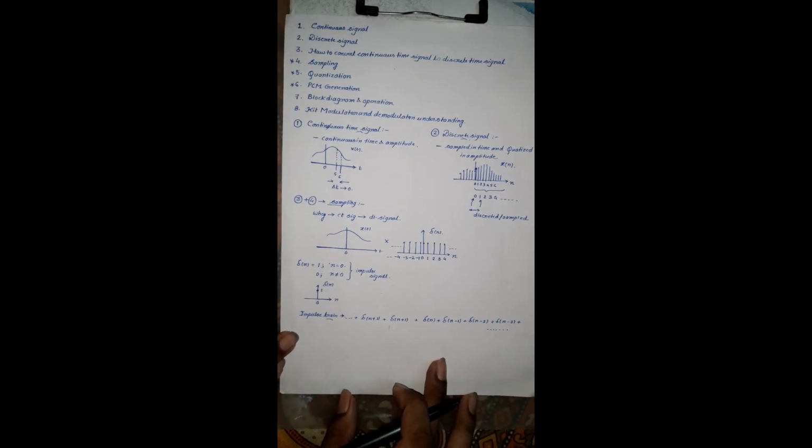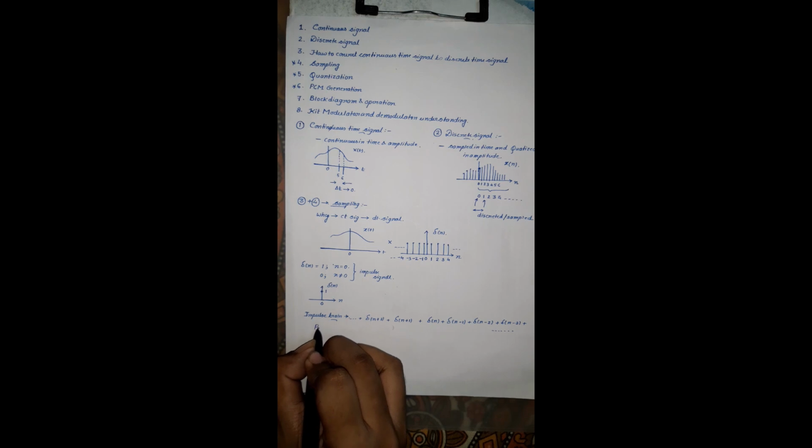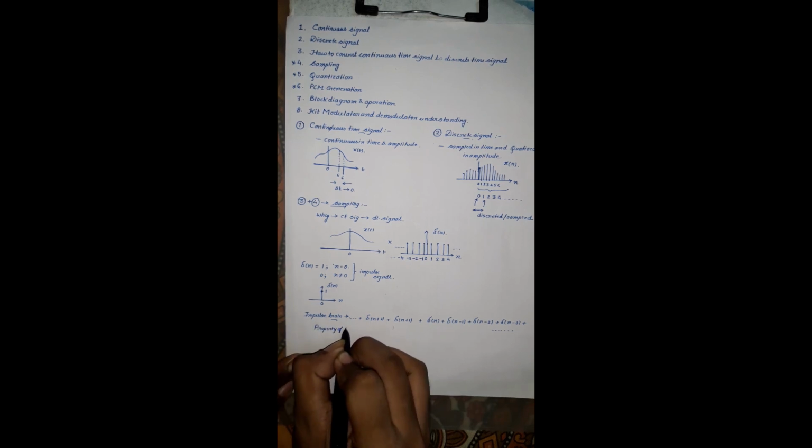So now the main important thing arises. What is that? Property of an impulse. See, impulse has a very beautiful property. Suppose that you are multiplying a signal x(t) with an impulse.